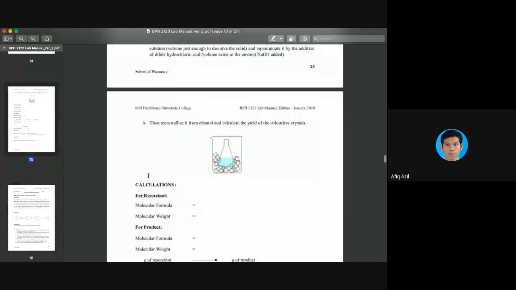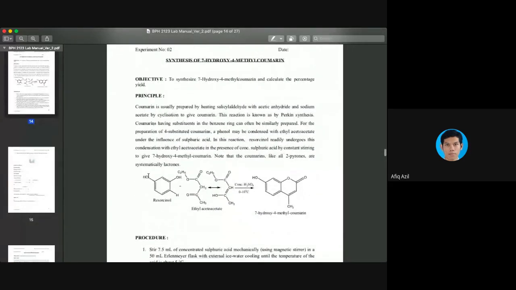Okay, so on the background a little bit, the principle. Basically, the reaction involves resorcinol and ethyl acetoacetate, and this reaction is also known as Perkin synthesis. This coumarin, methylcoumarin, is usually prepared by heating salicylaldehyde with acetic anhydride and sodium acetate, giving cyclization to give coumarin.